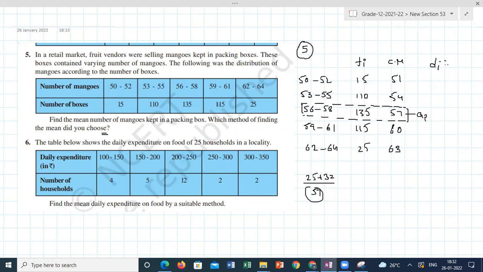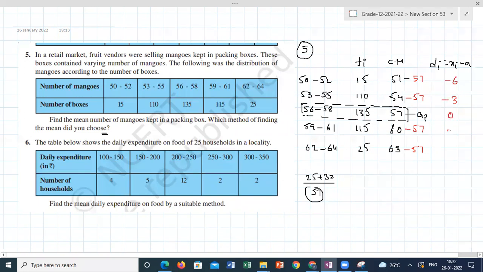So deviation is di equals xi minus a. So 51 minus 57. Students, are you following what I'm doing? 51 minus 57, 54 minus 57, 57 minus 57, and so on. So this is coming as how much? 51 minus 57 is minus 6, then minus 3, 0, 3, 6.